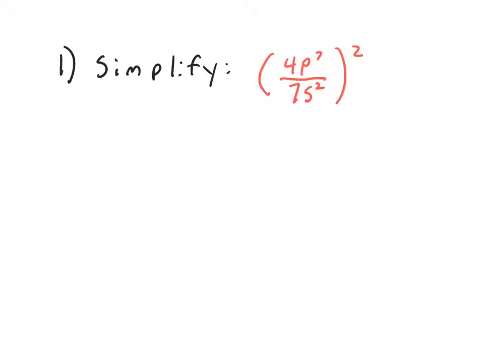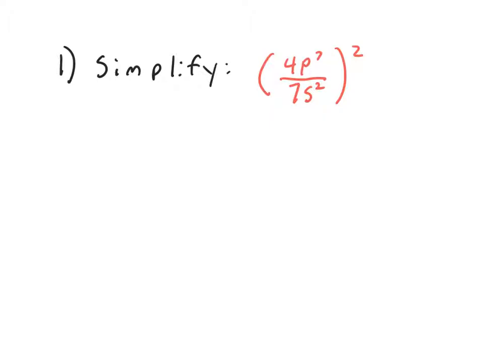This is bellwork for Tuesday, January 23rd. On number 1, it's asking us to simplify 4p to the 7th over 7s squared, and the whole thing is to the second power. So we're going to split this and do them separate.